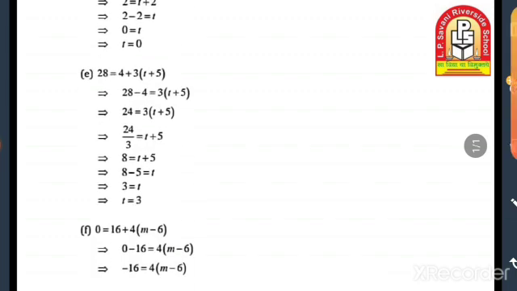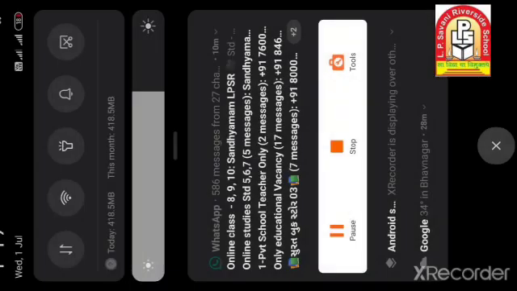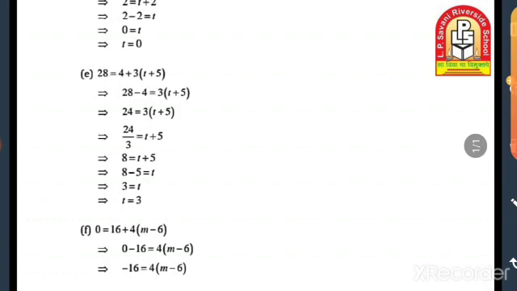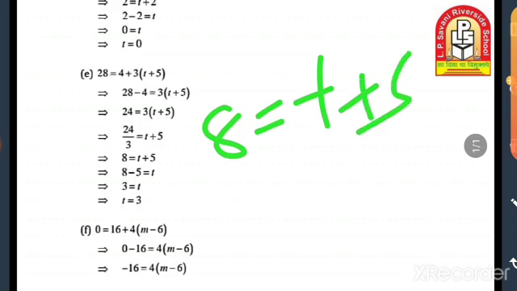28 is equal to 4 plus 3 in the bracket t plus 5 over here. So 28 minus 4 is 24. So 3 in the bracket t plus 5 over here. So here you can see that 24 upon 3 is equal to t plus 5. So 8 3s are 24, so we can cut here. So 8 is equal to t plus 5.